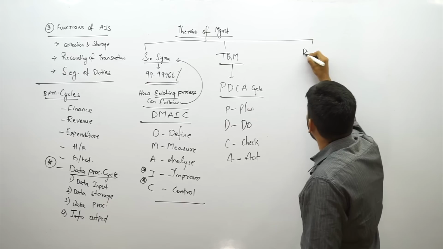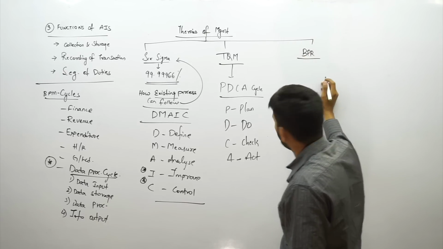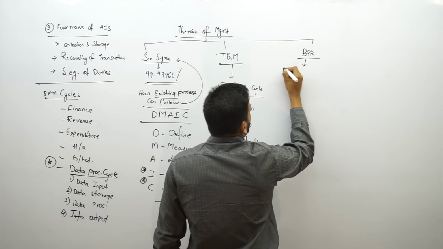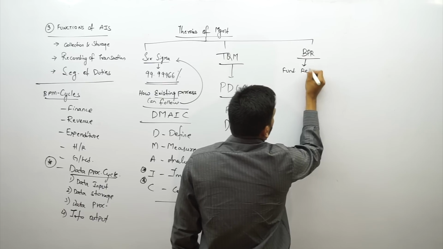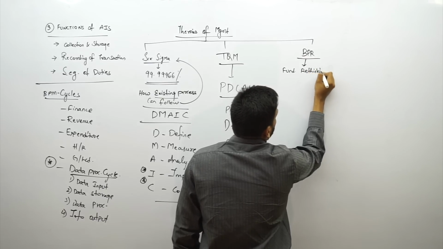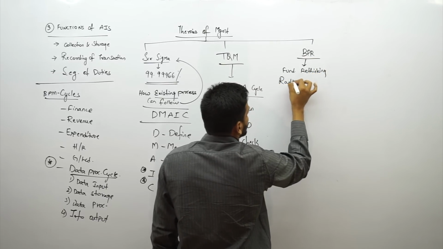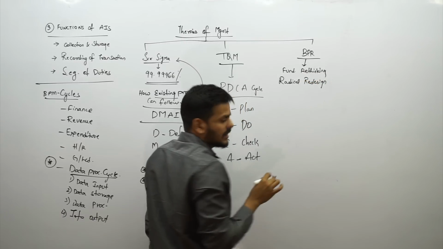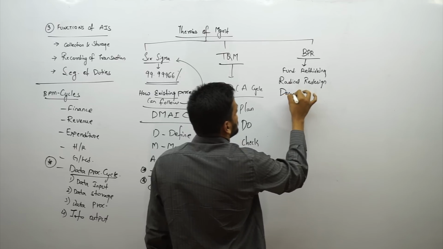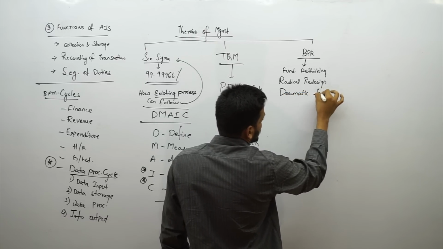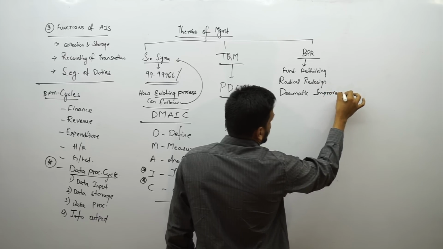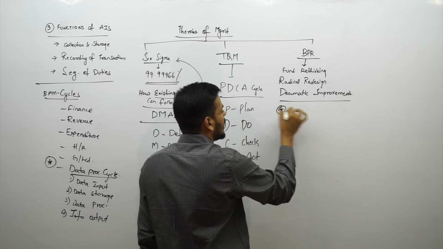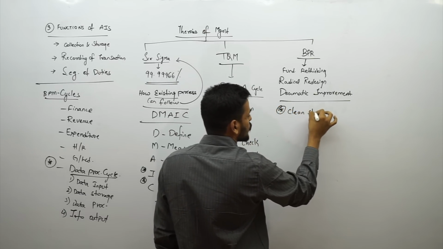The third one is a dramatic transformation concept called business process reengineering. BPR is all about three things, guys. What are those? Fundamental rethinking, radical redesign, and achieving dramatic improvement. These are the three keywords in BPR. So BPR is all about wiping away all existing processes, which is called a clean slate approach.